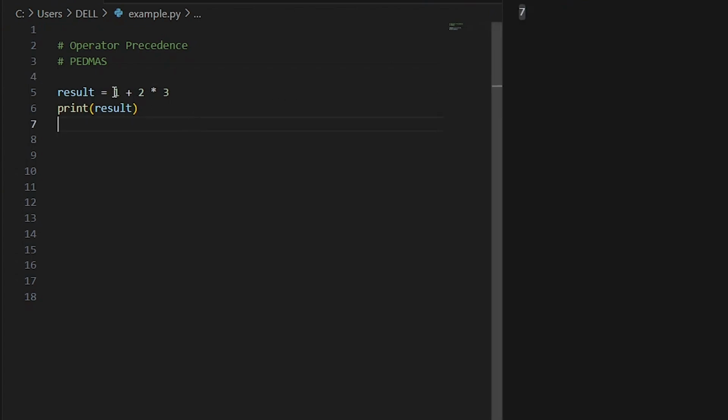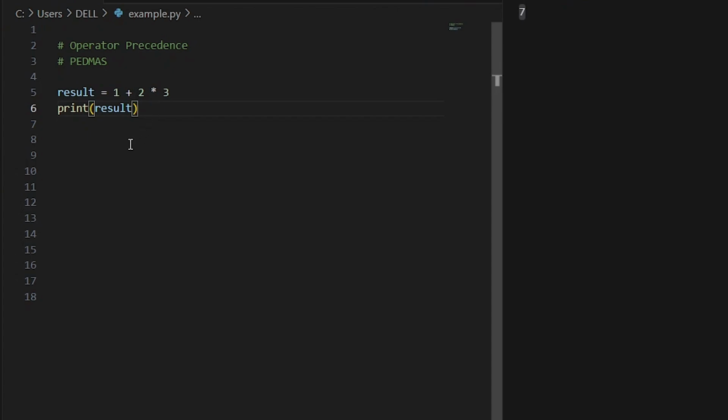If you look at this expression, we have the plus or addition operator here and the multiplication operator here. So the multiplication is going to be evaluated first before the addition. For this, we have 2 multiplied by 3, which is 6. Then you perform the addition operation, which is 1 plus 6, giving us 7.